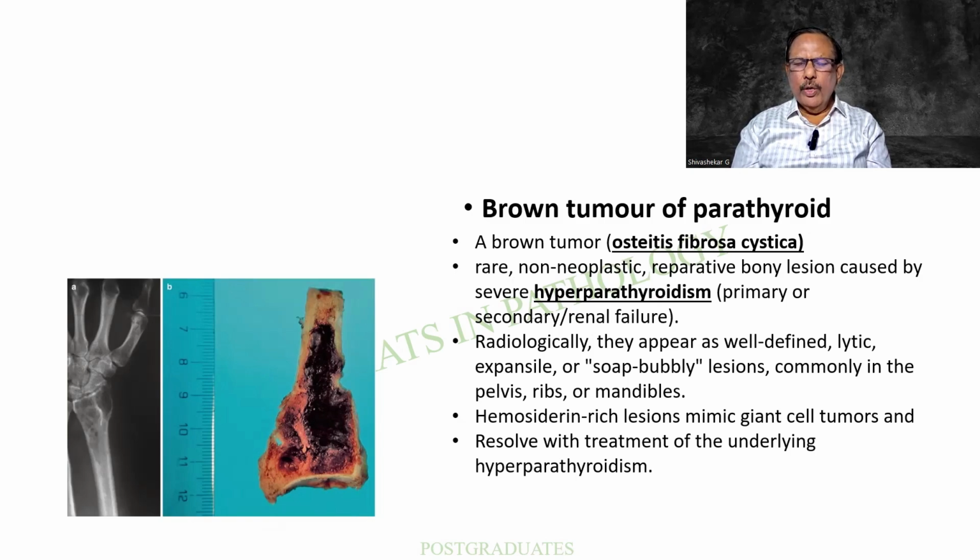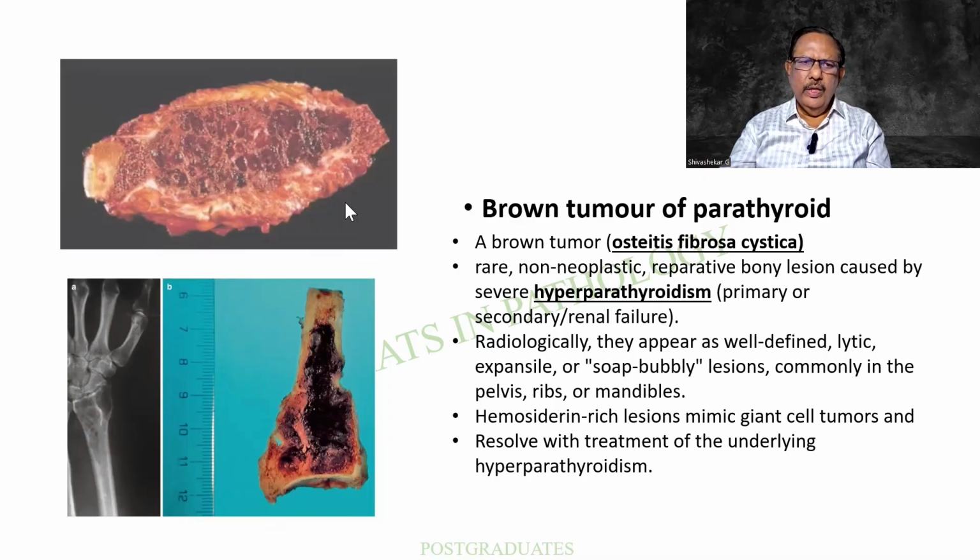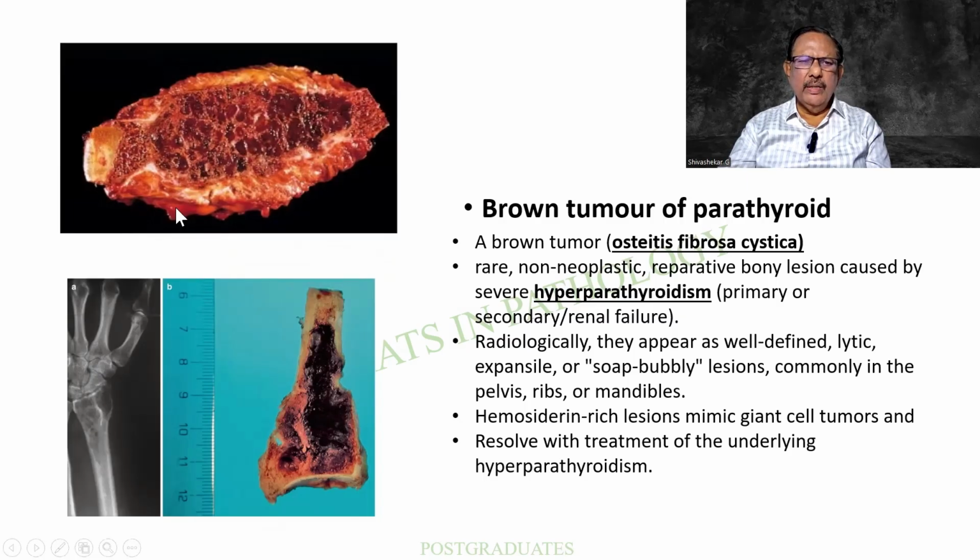But the importance will be hemosiderin-laden macrophages can be there. And secondly, you find that it is multicentric. Third, you find that with the treatment of the hyperparathyroidism, the lesion can resolve. Look at this beautiful picture again. I think probably it is a rib or so, in which I am finding a classical soap bubble appearance and the hemorrhage can be very easily appreciated.